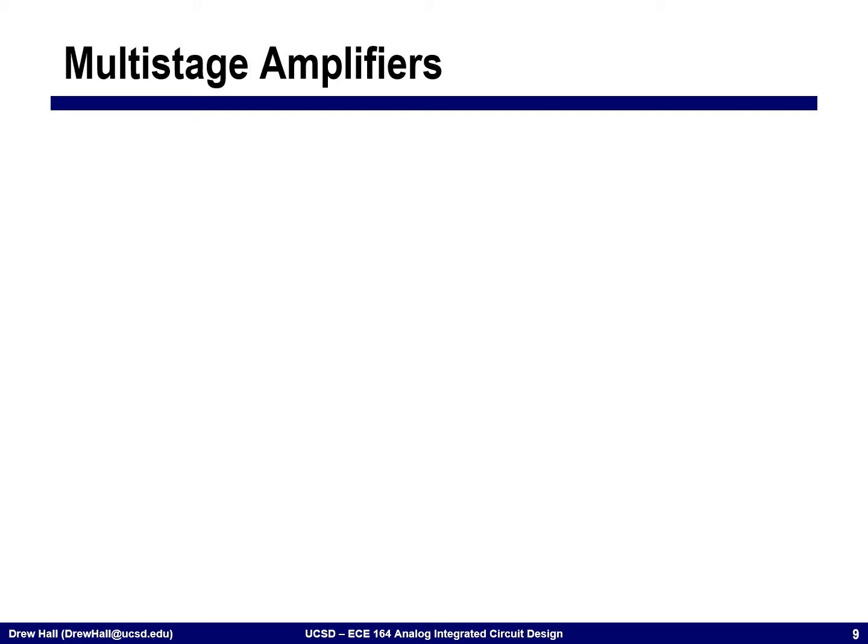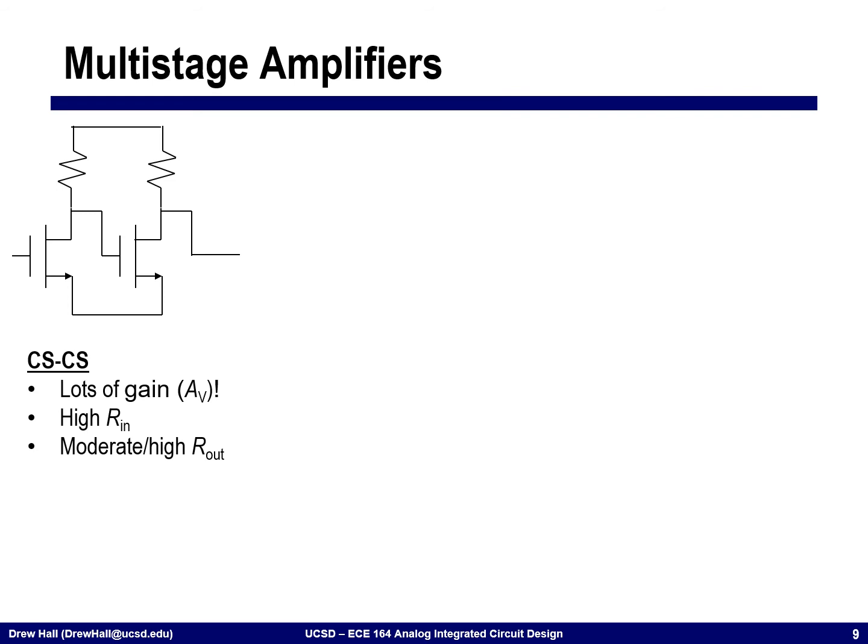Then we started talking about multi-stage amplifiers, combining several of the previous stages together in order to get properties that allowed us to manipulate both the input and the output impedances while also providing the necessary gain that we're looking for. And so a couple of examples of this, we talked about a common source, common source amplifier. The idea here is that we would simply cascade two of these stages together. The properties are very similar to what we get from a common source. We're going to get a lot of voltage gain. We have a high input impedance, and we have a relatively high output impedance.